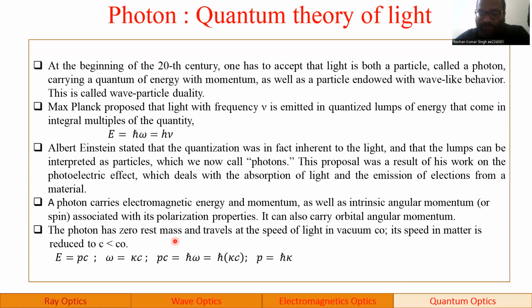The photon is treated as having zero mass, but it can travel at the speed of light in vacuum. This equation relates the energy, the momentum, and the angular frequency: E equals pc, where p is the momentum of the photon and c is the speed of light. Angular frequency is related to the speed of light through the wave vector k. When we solve it, we get the relation between the momentum and the wave vector k.